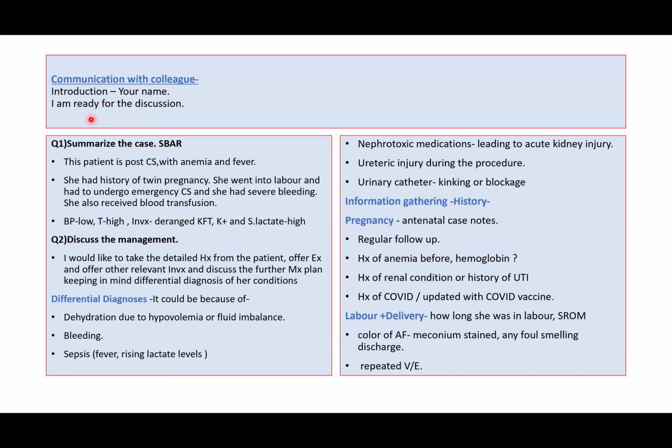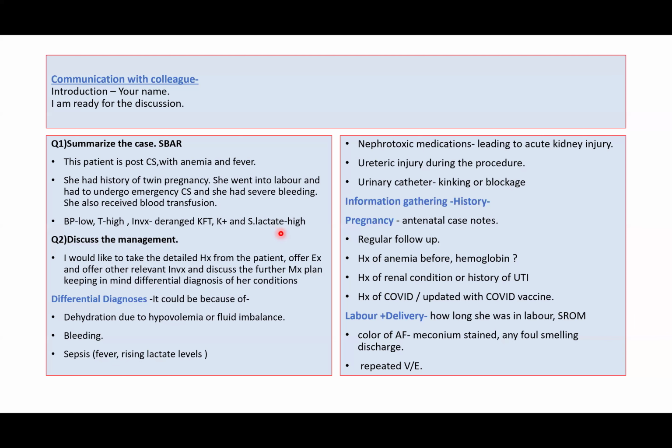Hello, I'm Maria and I'm ready for the discussion. So summarize the case. Remember this SBAR. The patient is post-cesarean section with anemia and fever, and she had a history of twin pregnancy. She went into labor and had to undergo an emergency cesarean section, and she had severe bleeding. She also received a blood transfusion. Now, on observations, the blood pressure is low and temperature is high. Investigation: there is a deranged kidney function test. Potassium and serum lactate are high.